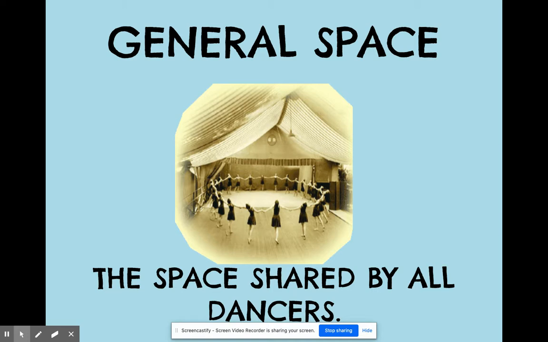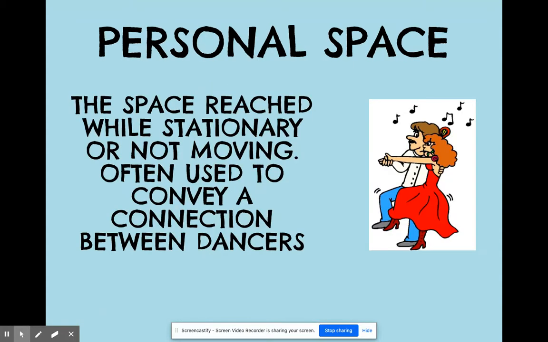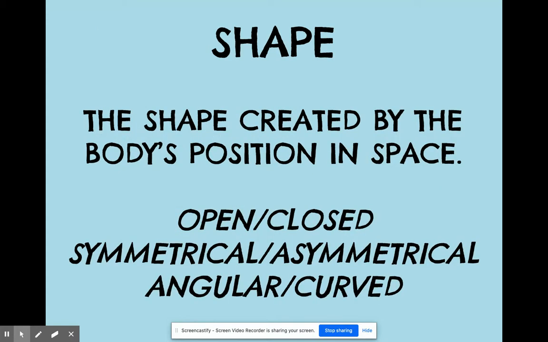All right, there's two types of space when we're talking about dance. We have general space, which is the space shared by all dancers. So if you're in a backup dancer group or something performing at halftime, then you are all sharing the general space. Then the personal space is when the space is reached while stationary or not moving and is often used to convey connection between the dancers. So this is more like duets.